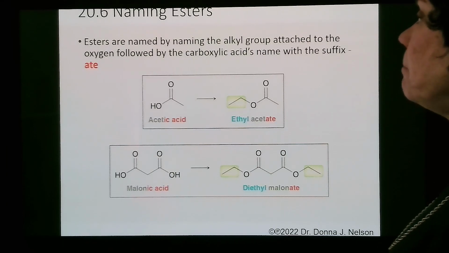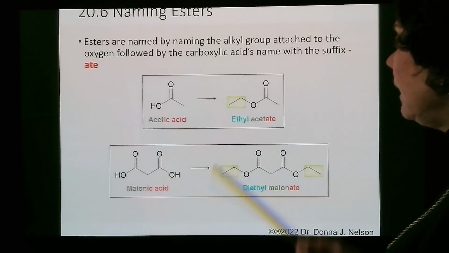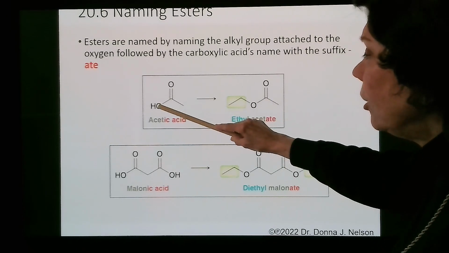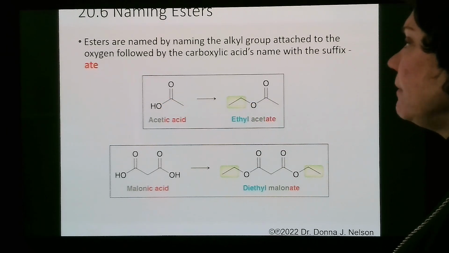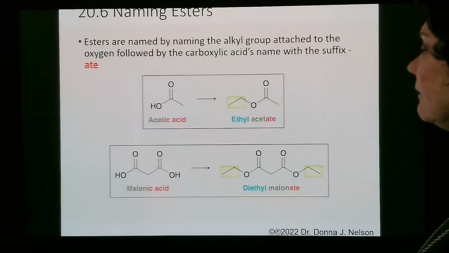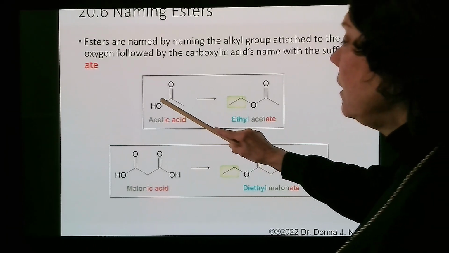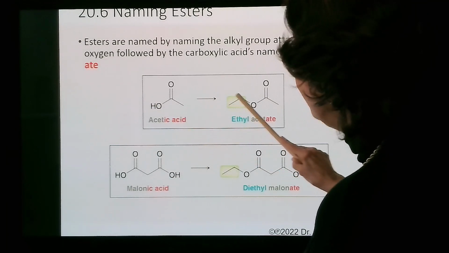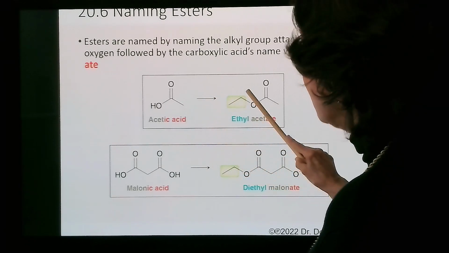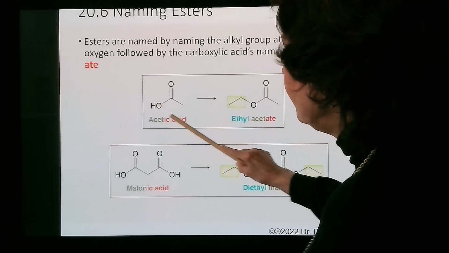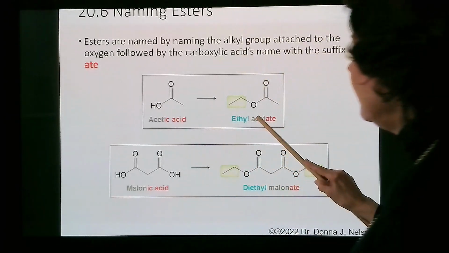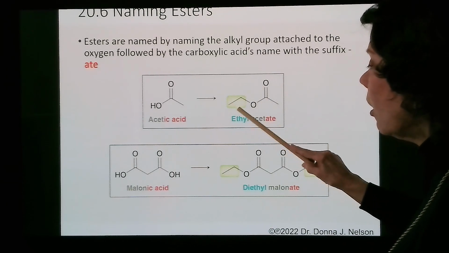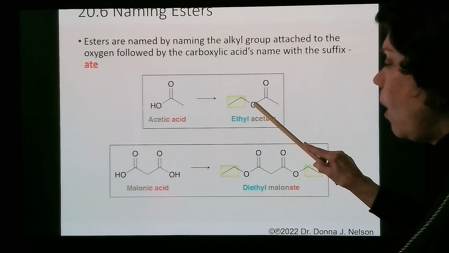Esters are named by using the alkyl group attached to the oxygen, followed by the carboxylic acid's name with the suffix -ate. So here, if you replace the proton with an ethyl group, so now this is called ethyl, and since it's a derivative of acetic acid, it is named acetate. So this will always be acetate, regardless of the group that is attached to oxygen.